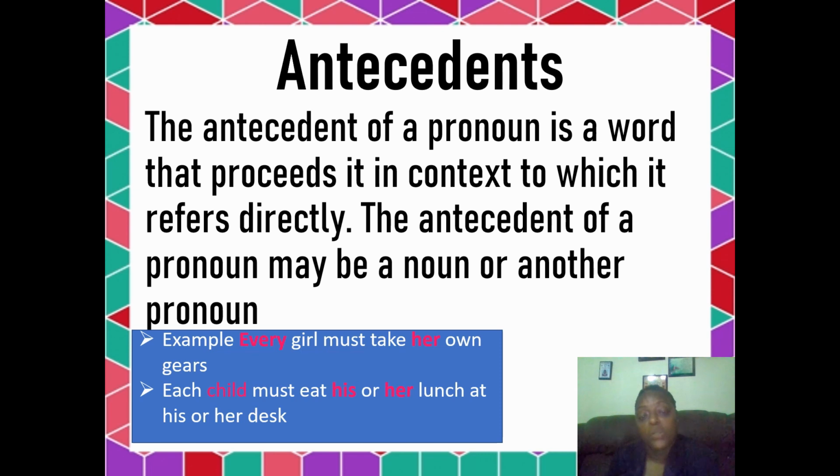Each child must eat his or her lunch at his or her desk. Now, child is a common noun, so the gender can either be male or female. So, since we use the common term child, we use the pronouns his or her. So, you have the pronouns his or her, and the word that they directly refer to is child, and each there is also an indefinite term.